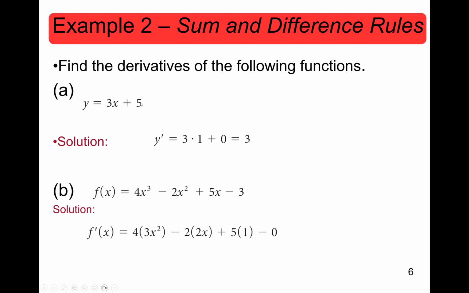The first one, we have 3 times 1 plus 0. The derivative of a constant value is 0, so the answer is 3. Here we use the power rule, so we multiply 3 with 4, and that will give us 12x squared. Then 2 times 2 will give us 4, and 2 minus 1 will be x. Then the derivative of 5x will be 5. So our final solution will be 12x squared minus 4x plus 5.